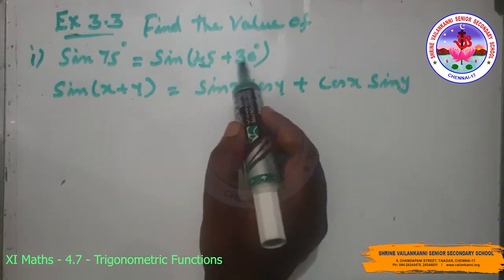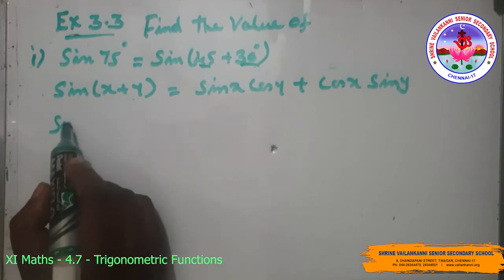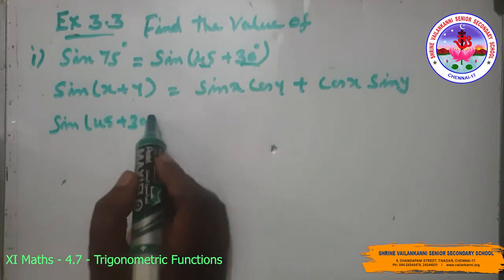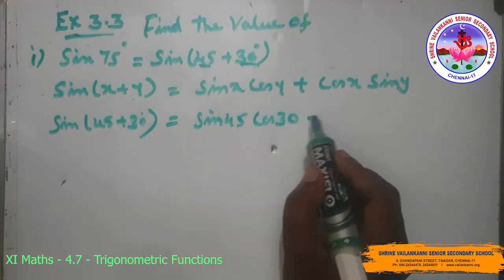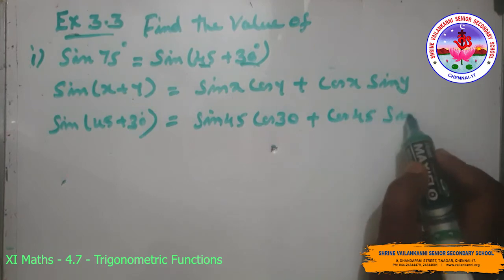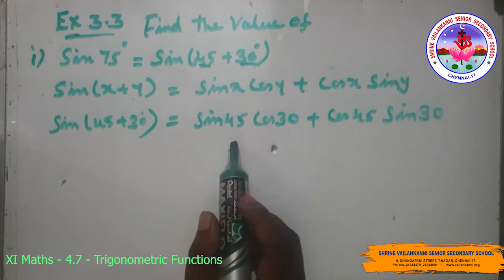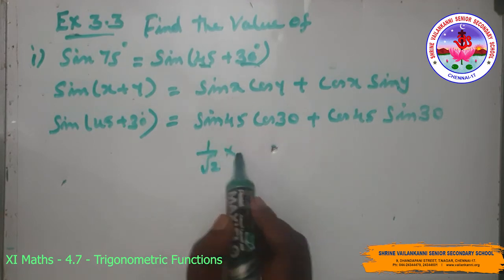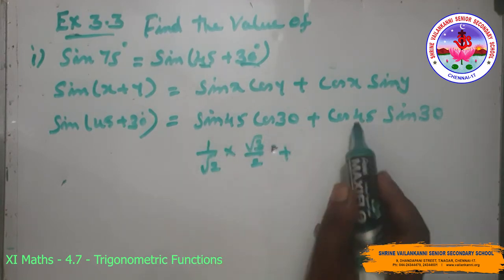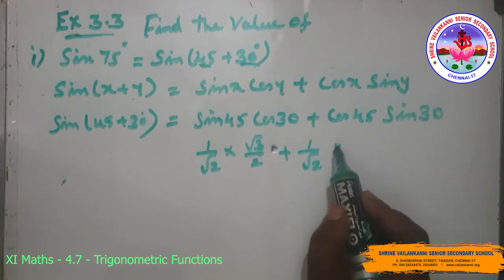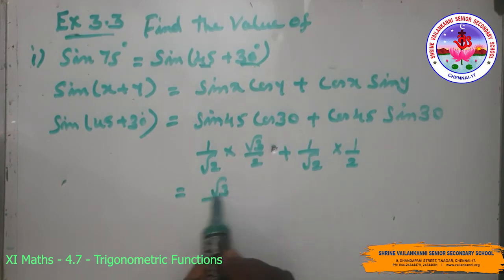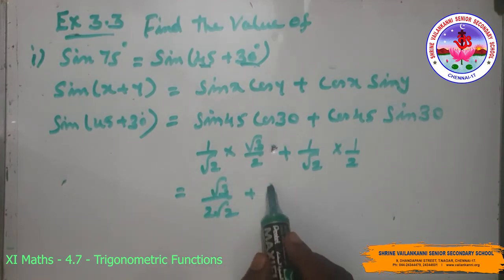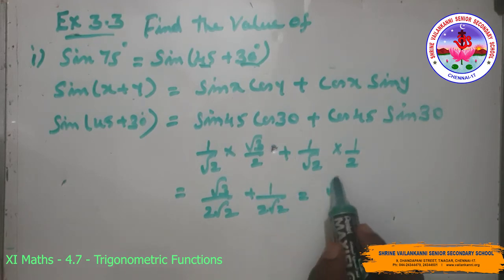So x is 45 and y is 30. So I am writing this as sine 45 plus 30, which is equal to sine 45 cos 30 plus cos 45 sine 30. So sine 45 is 1 by root 2, cos 30 is root 3 by 2, plus cos 45 is 1 by root 2 and sine 30 is 1 by 2. So simplifying this, root 3 by 2 root 2 plus 1 by 2 root 2, which is root 3 plus 1 by 2 root 2.